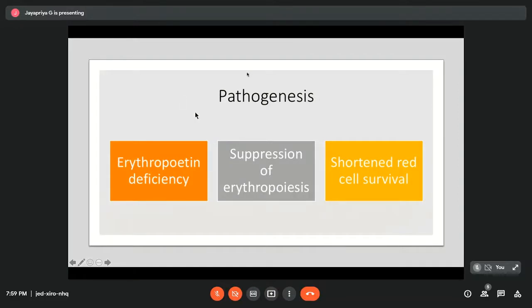So what is the pathogenesis here? One, we already said, anemia of inflammation is one of the mechanisms of development of anemia in chronic kidney disease.